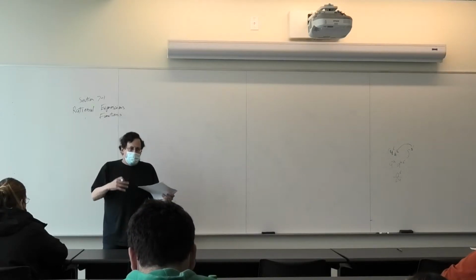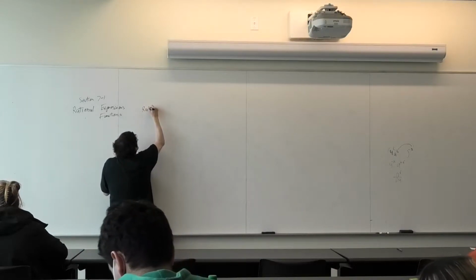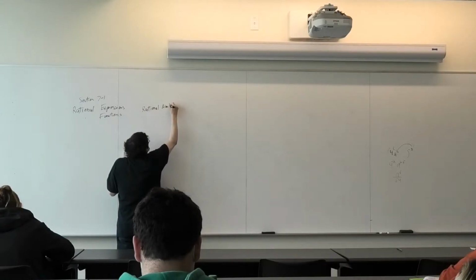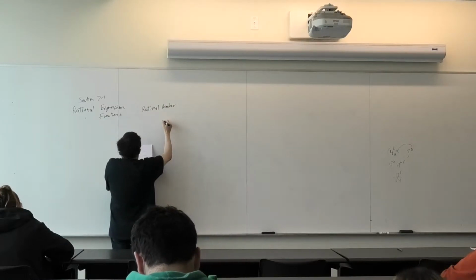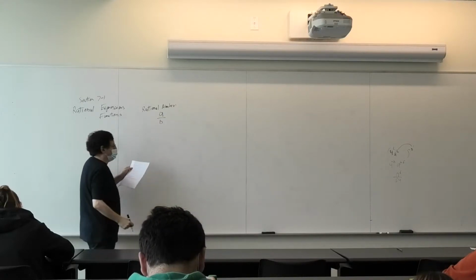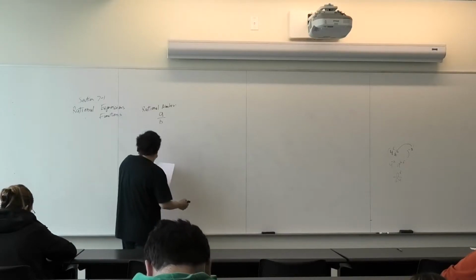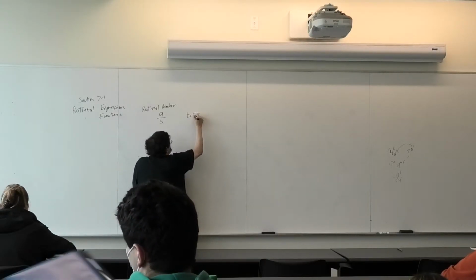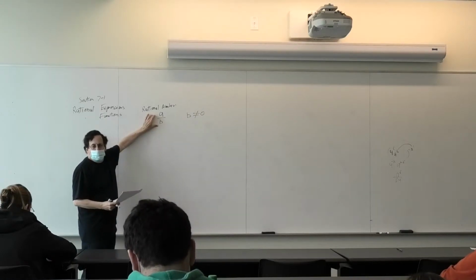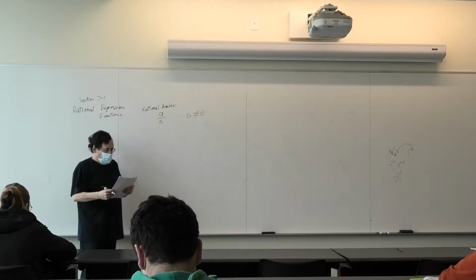So we're going to backtrack a little. We're going to talk about a rational number. A rational number is a number of the form a over b, where a and b are integers, but b cannot be 0, because this is like division. You can't divide by 0.